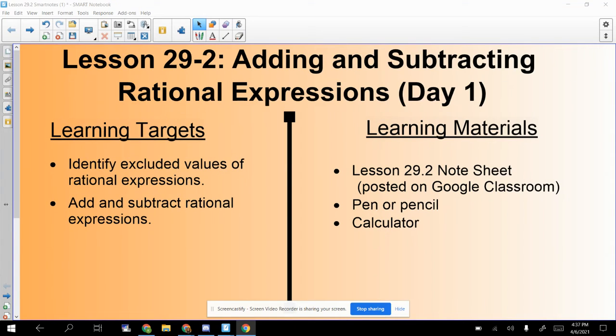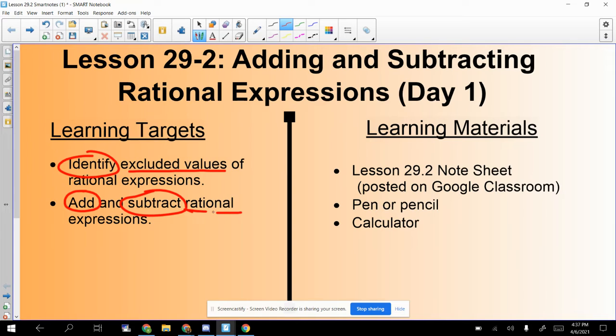Hi guys, welcome to lesson 29.2, adding and subtracting rational expressions. This is going to be day 1 of 2. Okay, so today we will identify excluded values or restrictions of rational expressions, and then we will also add and subtract rational expressions.